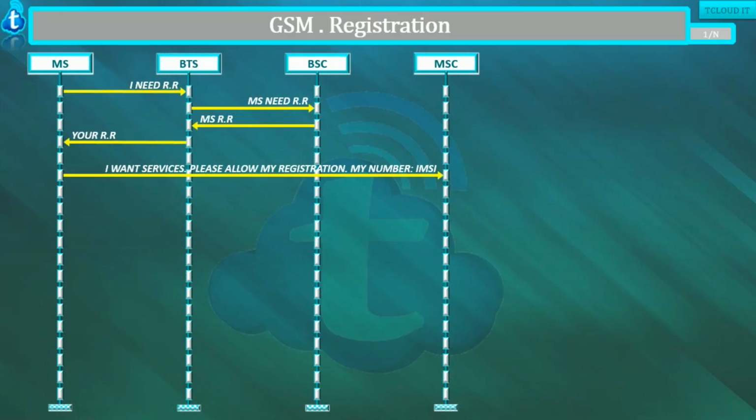I want to make calls. I want to send SMSs. I want to receive SMSs. I want to receive my incoming calls. I want to do all my GSM services. So I wanted to please allow my registration. My number is this. My IMSI number is this." The mobile is going to send this IMSI number to this MSC.